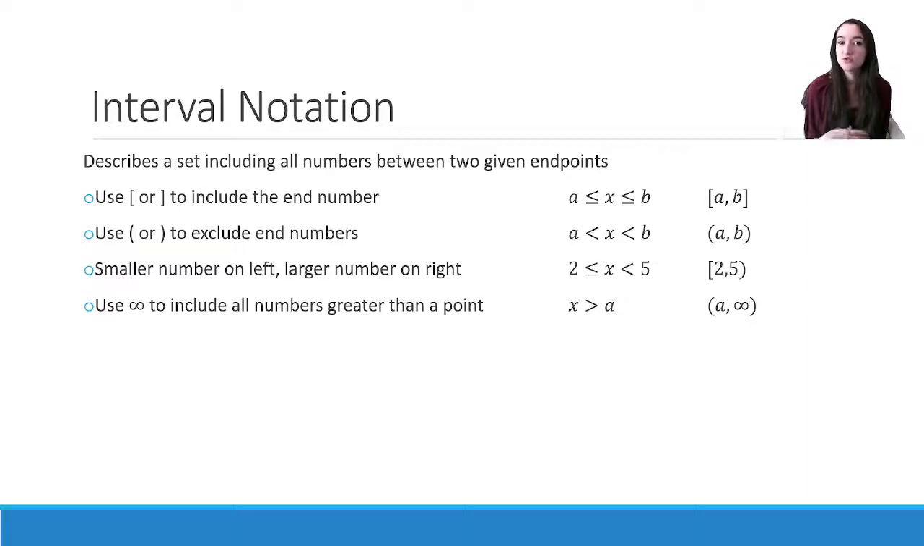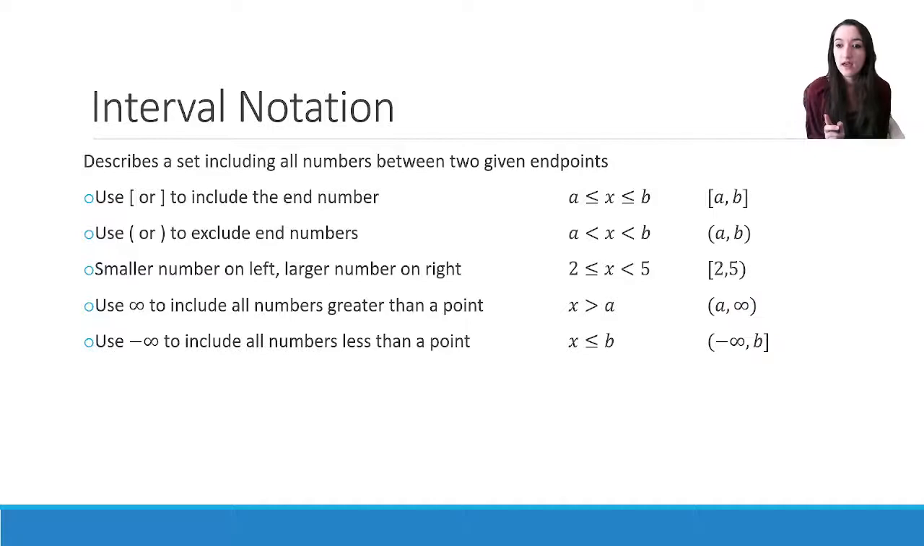We use infinity to include all numbers greater than a point. So if I'm saying x is greater than a, I would write from a to infinity, not including a, but notice that this is also not including infinity. No matter what, every single time you have infinity in your interval, it should always be a round bracket. Similarly, negative infinity, if I have x is less than or equal to b, I have parenthesis, negative infinity, comma, b, closed bracket. Because I included b, we can never include infinity. So both times, it's a round bracket no matter what.